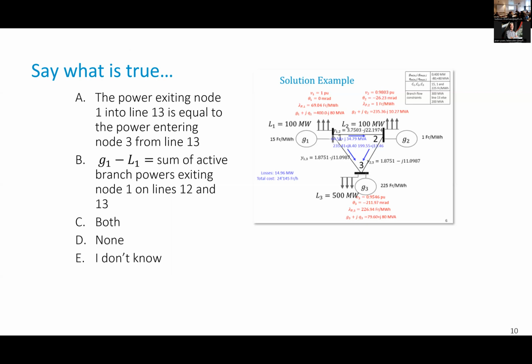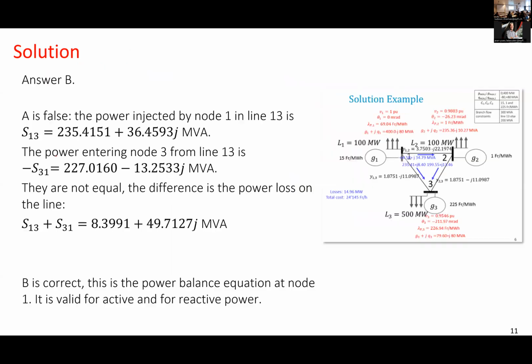Closing. And the majority says B, which is the correct answer. So the power that leaves node 1 here is not the power that exits node 2 here. The difference is the power loss. So the OPF solver will give us the value here, and the sum of the two, if we're using algebraic numbers, so we see the power that enters and the power that leaves, and the sum of the two is exactly the loss. So we see that on this line, there is 8 megawatts of active power loss.